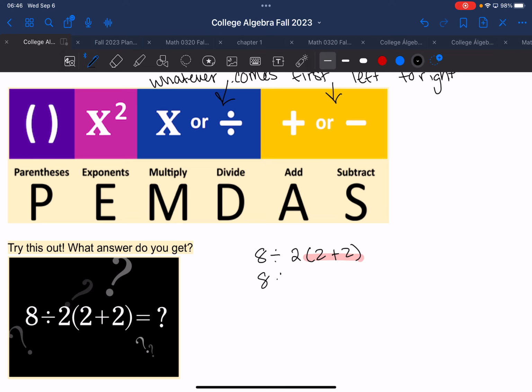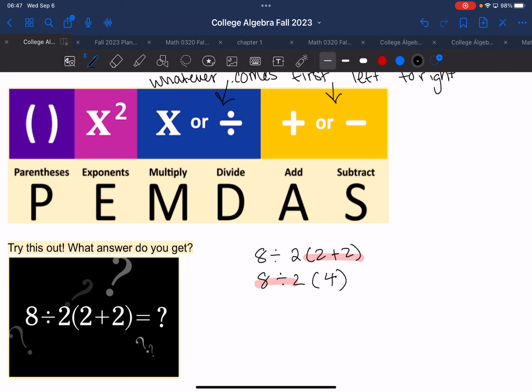So I have 8 divided by 2, and then in the parentheses, 2 plus 2 is 4. Okay. Do I need these parentheses? Or let me rephrase this. Do these parentheses now represent parentheses in this problem? No, what do they represent? Multiplication. So we have 8 divided by 2 times 4. So what's going to come first according to PEMDAS? Division. The division, because it's whatever comes first left to right.